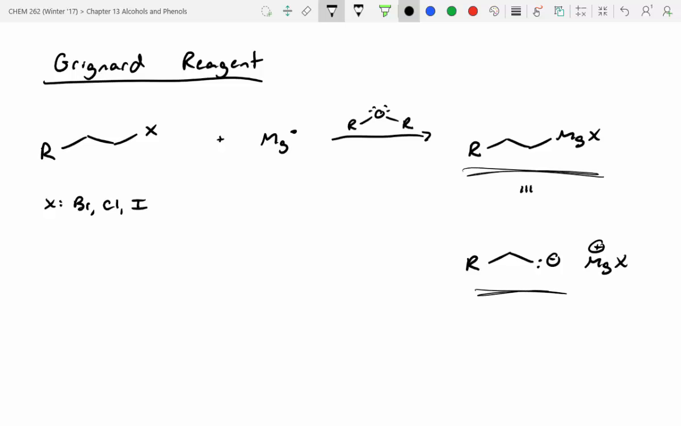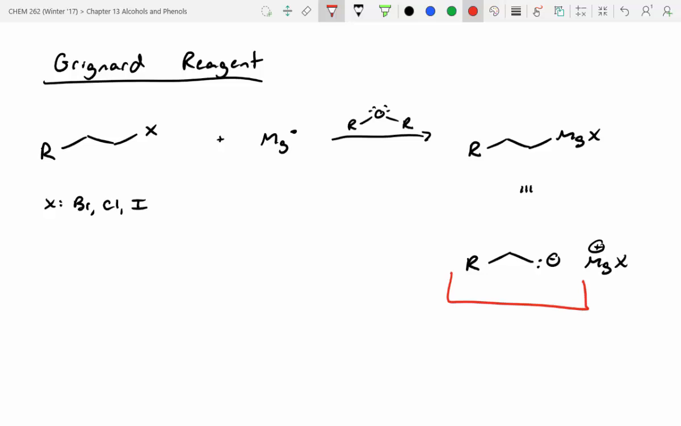Shouldn't it be magnesium 2 plus X minus? No, magnesium as an ion is 2 plus, but the halogen is negative. So 2 plus with a negative 1 has a net charge of positive. Oh, so you're not showing formal charges. Okay. Yeah.